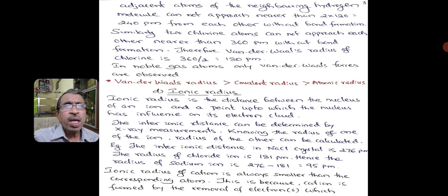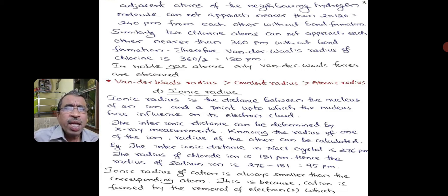Similarly, two chlorine atoms cannot approach each other nearer than 360 picometer without bond formation. Therefore, the van der Waals radius of chlorine is 360 divided by 2, which is 180 picometer. In noble gas atoms, only van der Waals forces are observed. From the above, it is concluded that van der Waals radius is greater than covalent radius, which in turn is greater than atomic radius.